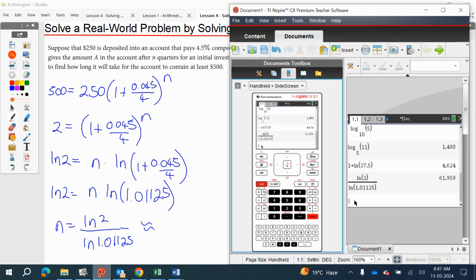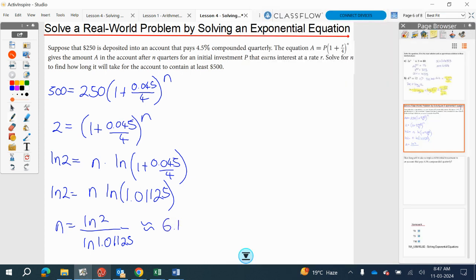We get 61.9. So isn't it 62? I'm just going to reread the question. In the question, it says, suppose that 250 is deposited in an account. The equation gives the amount in the account after n quarters for the initial P. Solve for n to find how long it takes for the account to contain at least 500.